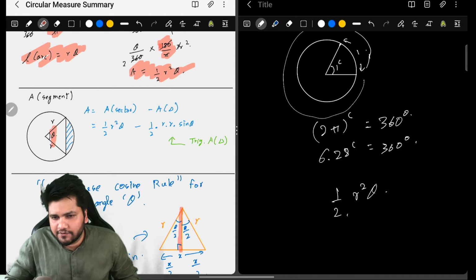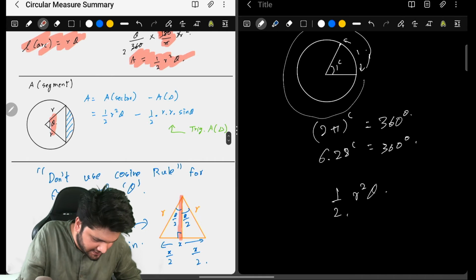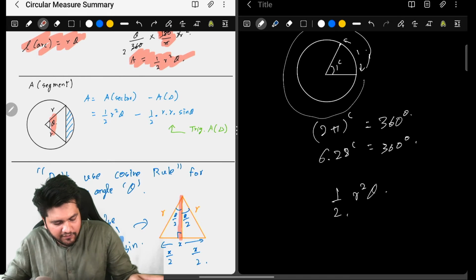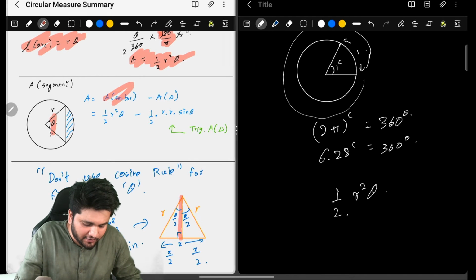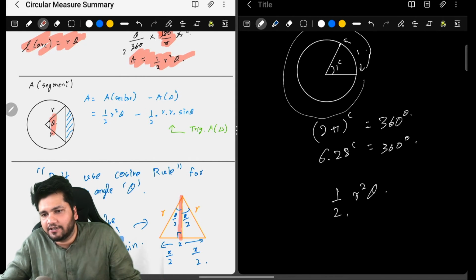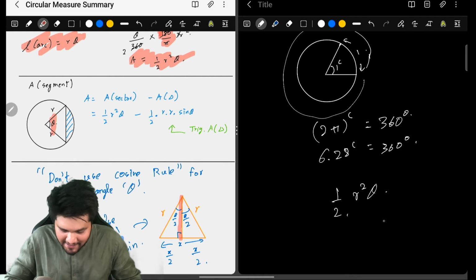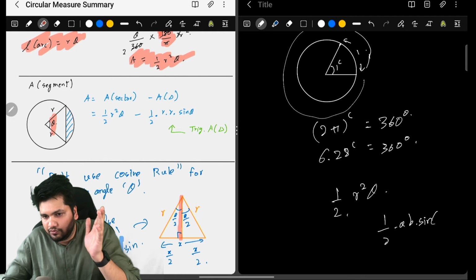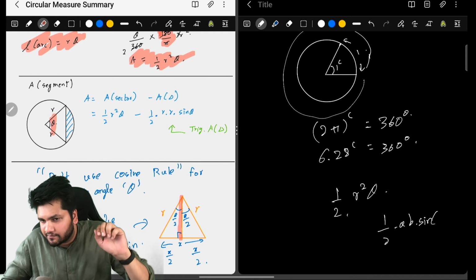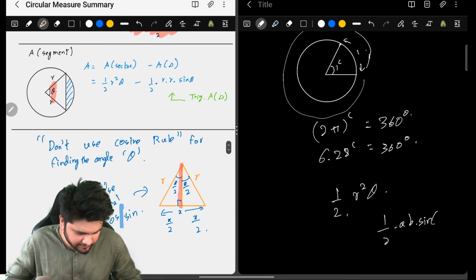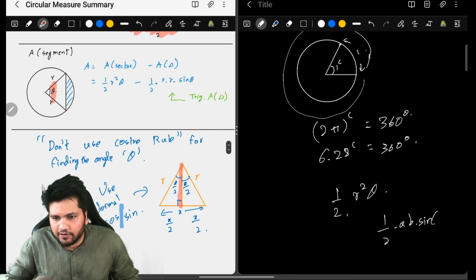Now if we talk about area of segment, so area of segment means what? This region, which is the blue part, this one. Okay, so this is area of segment. Now what would be the area of segment? Obviously, as you can see, it's going to be area of sector minus area of triangle. Area of sector we already know, it is half r square theta. Area of triangle using trigonometry, if you remember, it's half into AB sine C, like half into both the sides into sine of the angle between them. So here it's half r into r into sine of the angle between them, which is nothing but theta. So that's how we'll get the area of that segment.